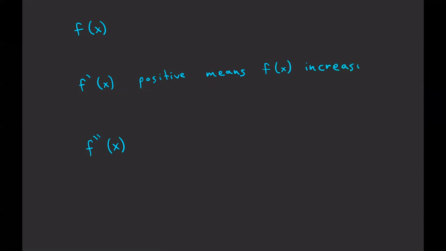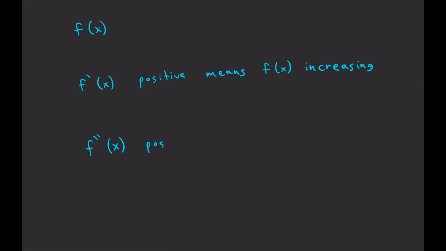If we have f of x, f prime of x, and f double prime of x, we've seen this sort of backwards connection, if you will, where f prime positive means f of x is increasing. So if f prime is positive, then f is increasing.